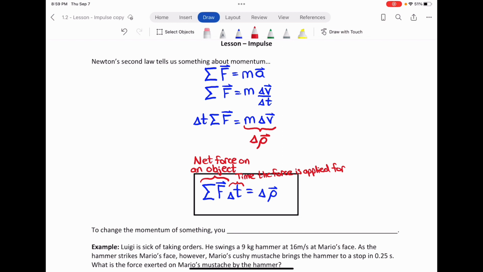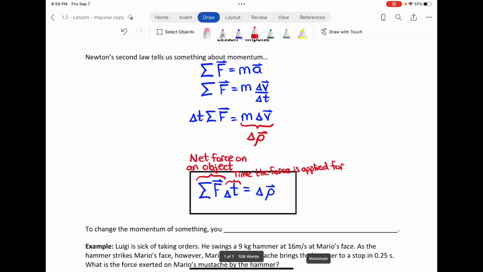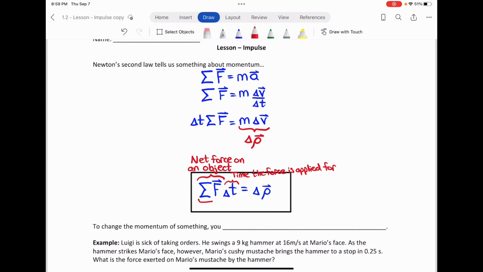Now, this is an important enough equation that we actually have a specific name just for the left-hand side here. That whole side of the equation, the sigma F times the delta t, is called impulse. And looking at it, you can probably guess the units of impulse. Since it's a force times a time, the unit should be newtons times seconds, or newton seconds.